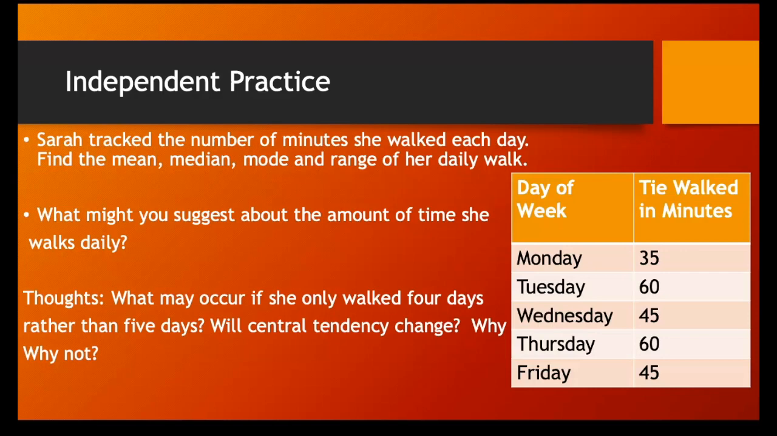Here's some additional thoughts. What may occur if she only walked 4 days rather than 5 days? Will central tendency change? Why? Why not? What other questions could you think about just based on this data? All right, that is your independent practice. As always, during our next session together, we'll go through some of our solutions and talk more about our thoughts.